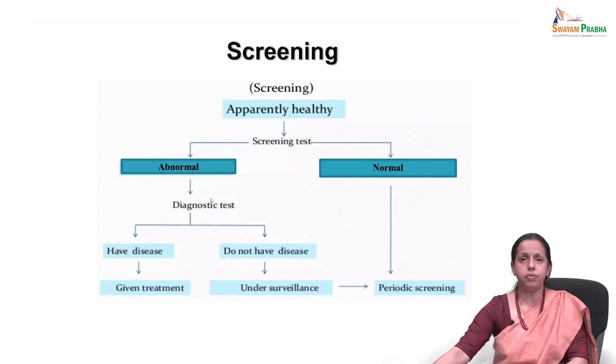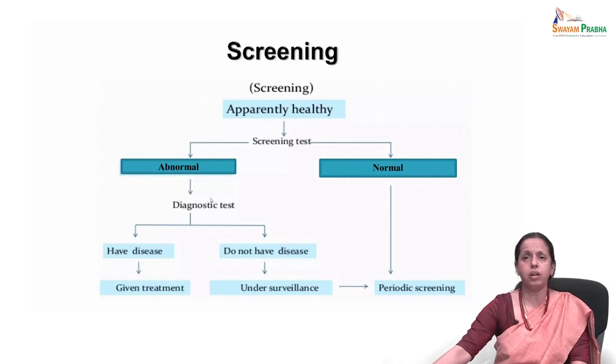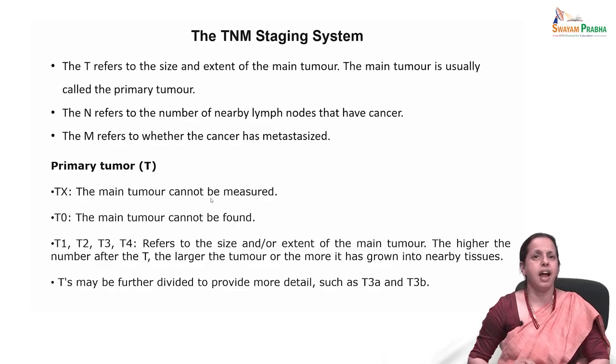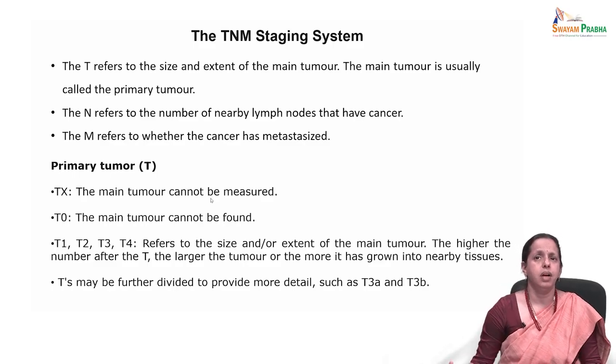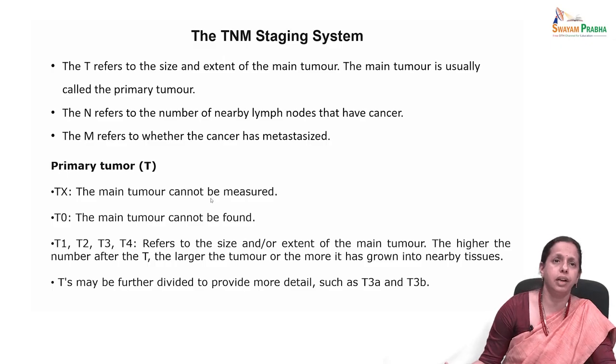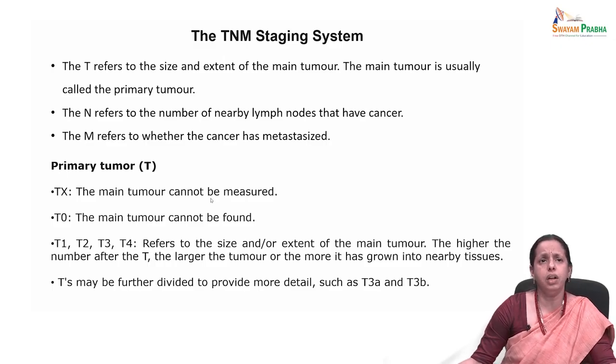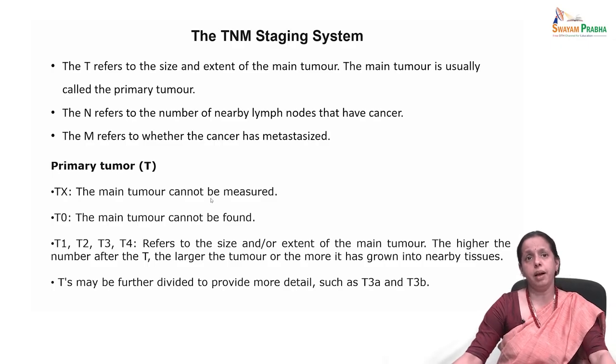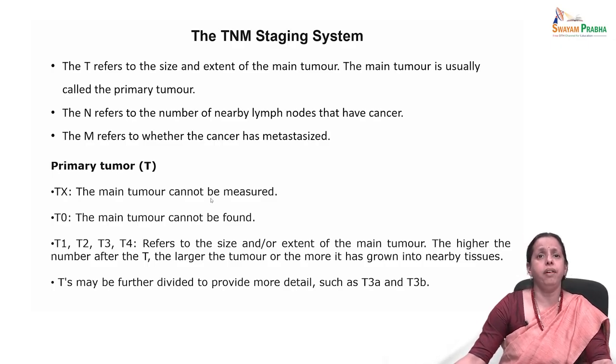Before we go into further depth, I would like to cover the different staging procedures. This is the very standard TNM staging system. T refers to the size and extent of the main tumor. For example, where the breast is the primary structure, the main tumor is usually called the primary tumor. N refers to the number of nearby nodes that have cancer. This is simple: nearby lymph nodes. M refers to cancer metastasis.